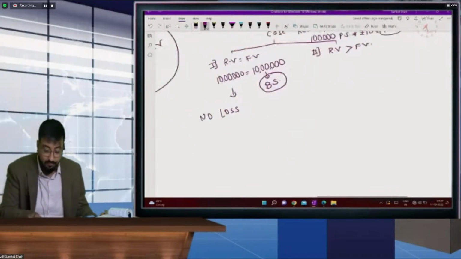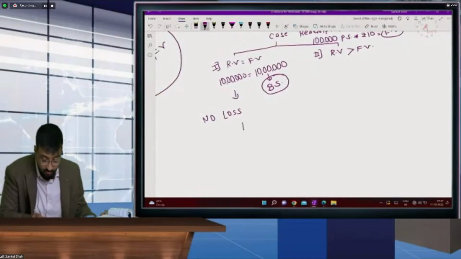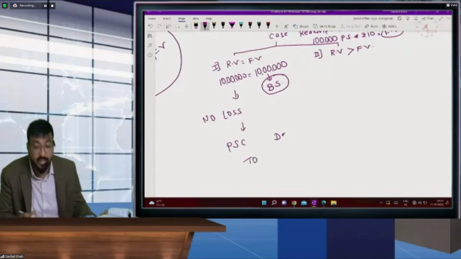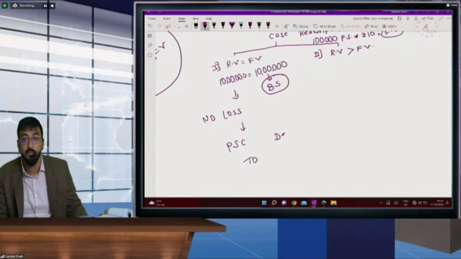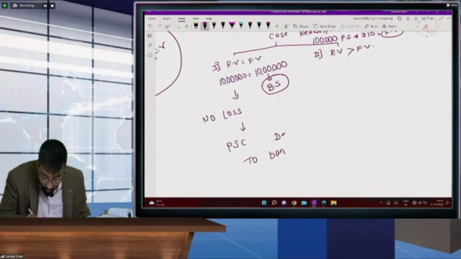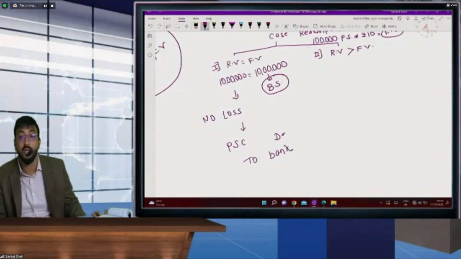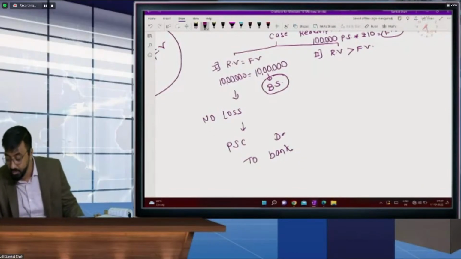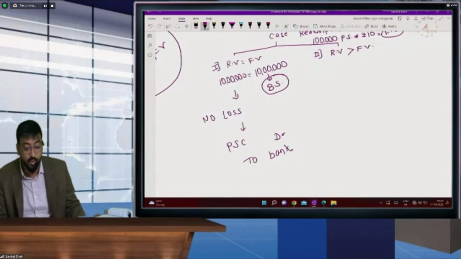So beta, if there is no loss, what is the entry? Preference share capital account debit, PSC. I will use shortcuts, beta. Preference share capital account debit to bank account. I am giving you the ultimate effects.